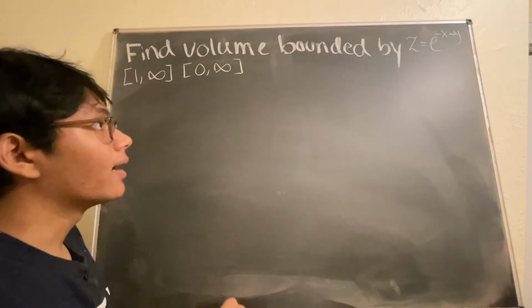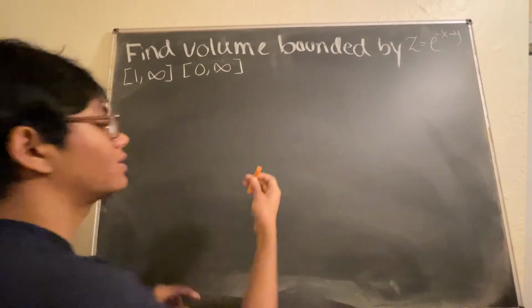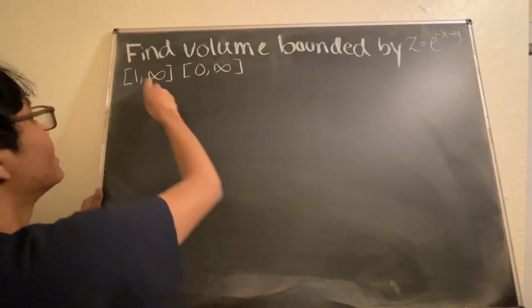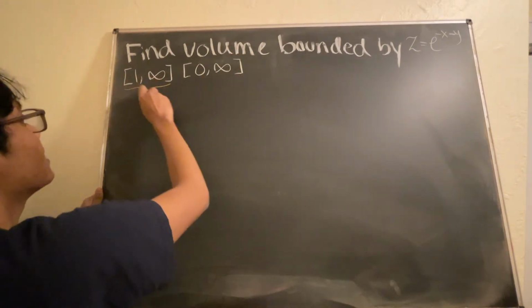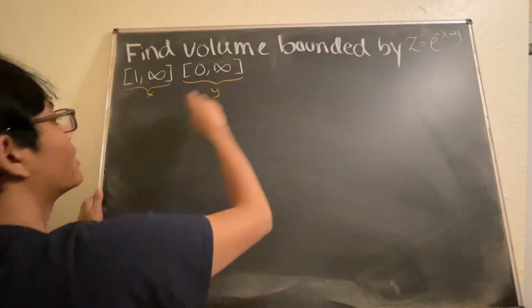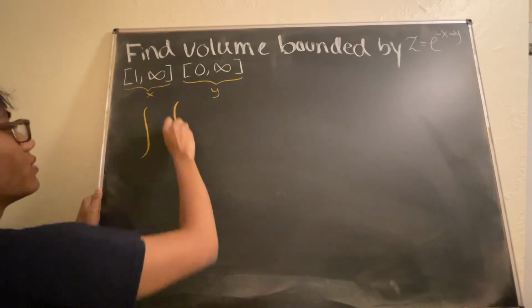So let's go. Let's set up our integrals. We don't need to draw a picture since we know the bounds already. These are our x bounds. These are our y bounds. So let's go ahead and write our integral. So here's our double integral, right?